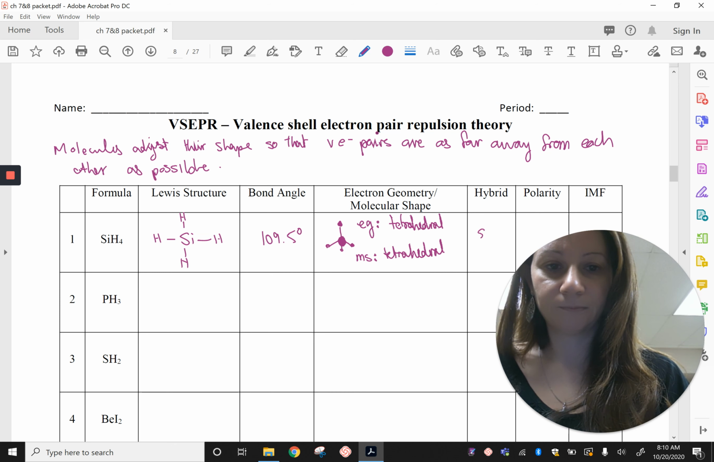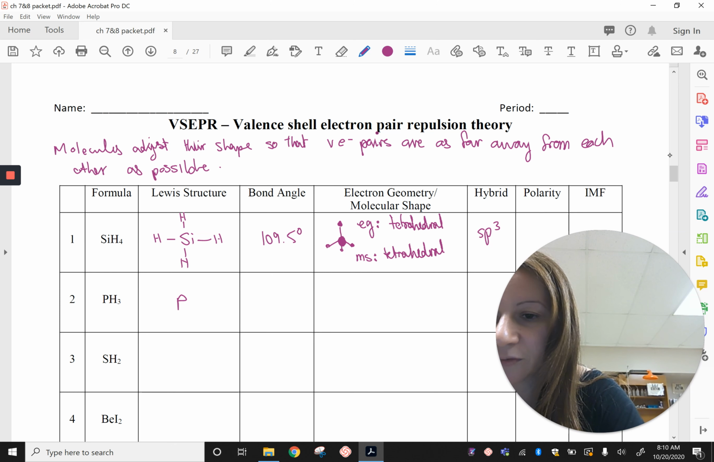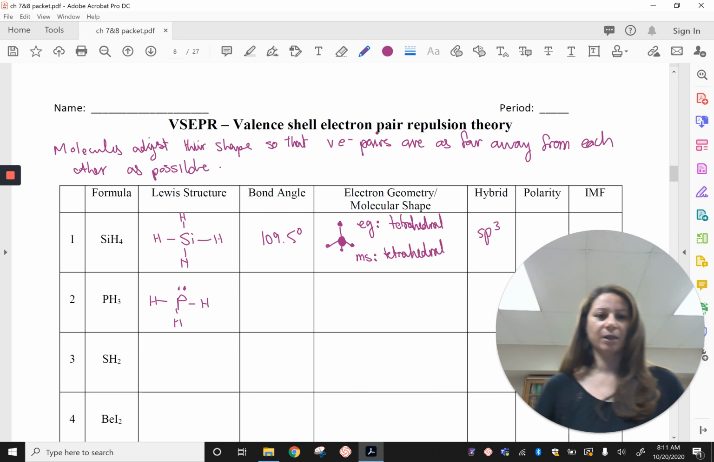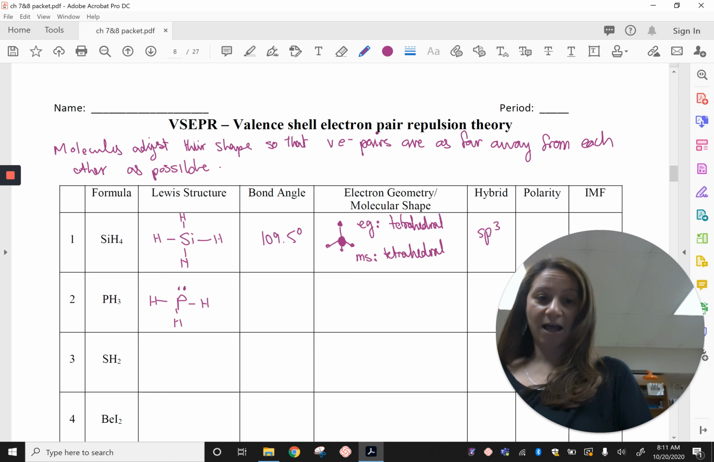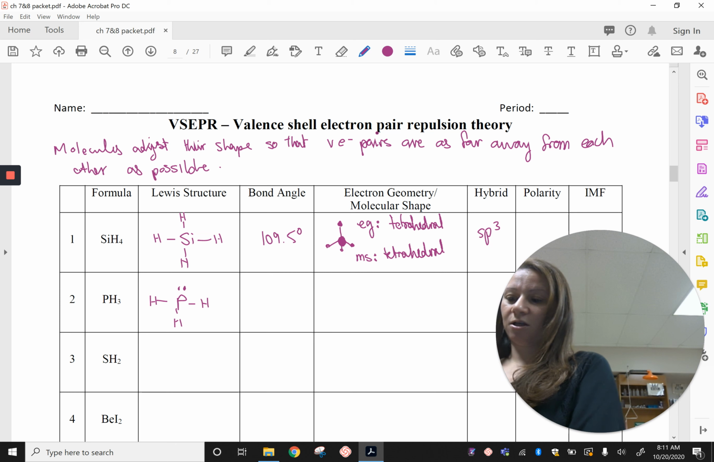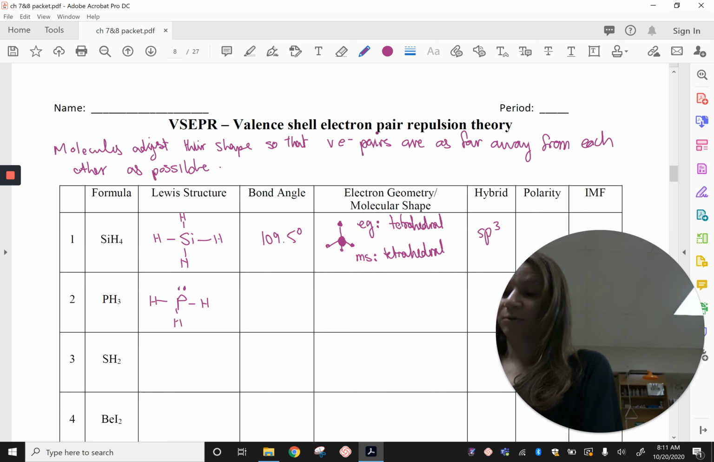Let's look at the next one, PH3. So we're going to draw that first. We're going to draw the Lewis dot structure. So phosphorus has 5 valence electrons. It's going to use 3 of them to bond to the 3 hydrogens. And then it has an extra lone pair here. So once you draw it, you count up how many areas of electrons are around your central atom. And you want those to be as far away from each other as possible.